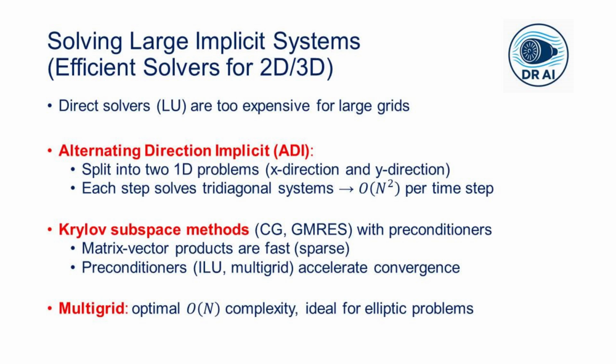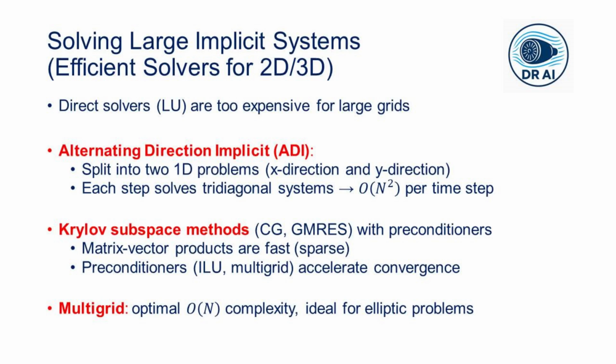For more complex geometries or unstructured grids, we often use Krylov subspace methods like conjugate gradient for symmetric positive definite systems, or GMRES for general systems. Now, these iterative methods require only matrix vector products, which can be computed efficiently without storing the full matrix. To accelerate the convergence, we use preconditioners, approximations of the matrix that are easy to invert.